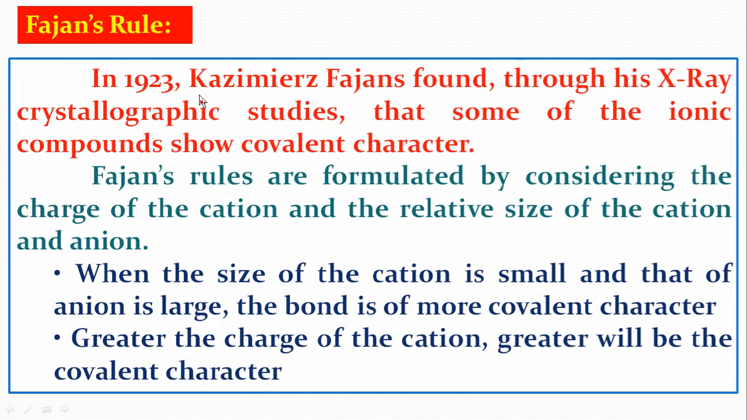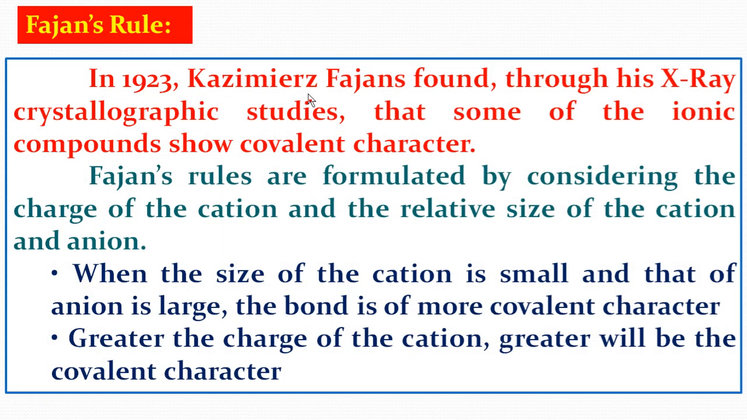Now come to the last topic, Fajans' rule. In the year 1923, Fajans found through his X-ray crystallographic studies that some of the ionic compounds show covalent character. Examples of ionic compounds are NaCl, MgCl2, AlCl3. These are ionic compounds. Sometimes they show covalent character based upon Fajans' rule.